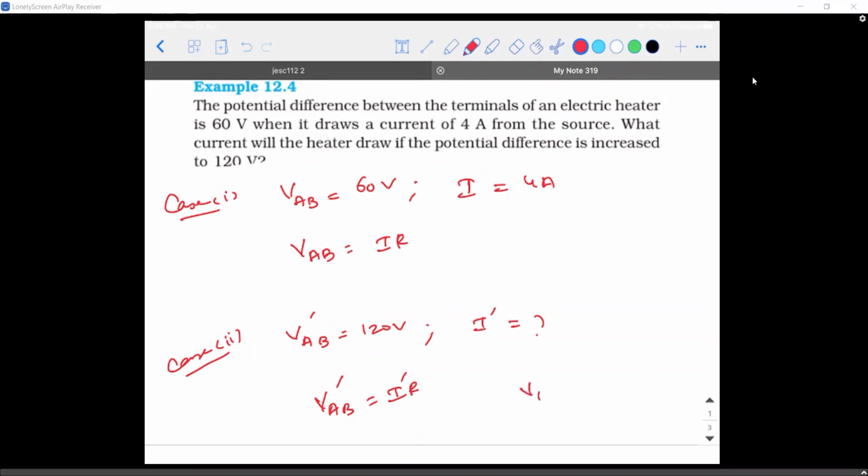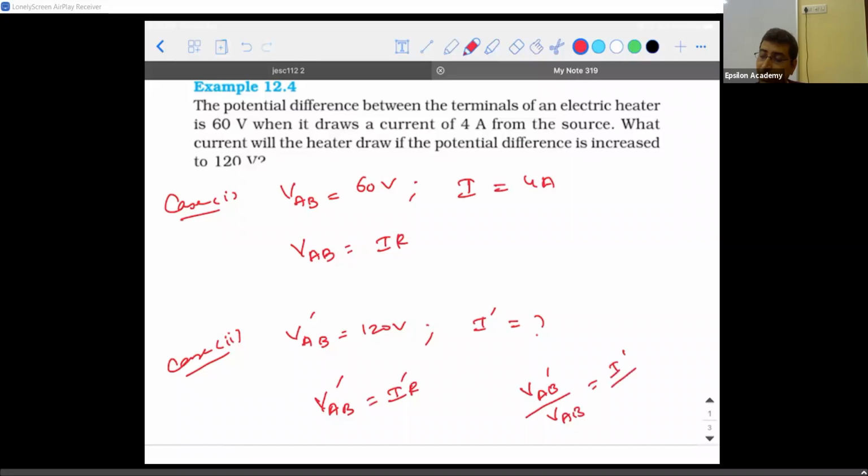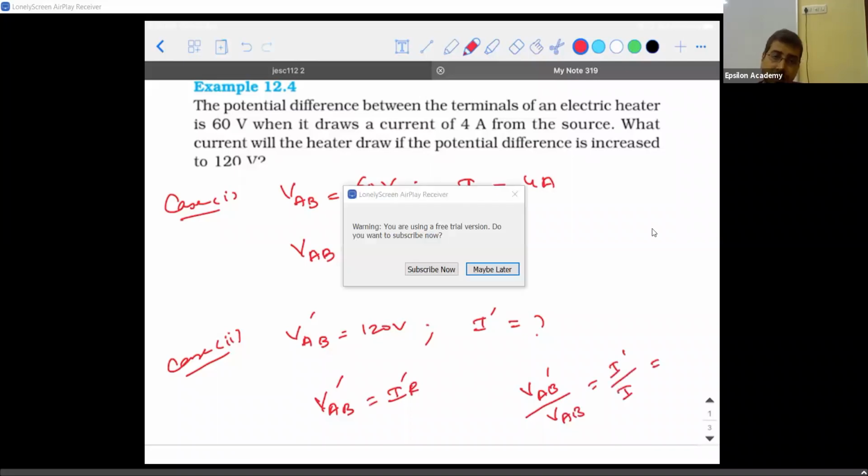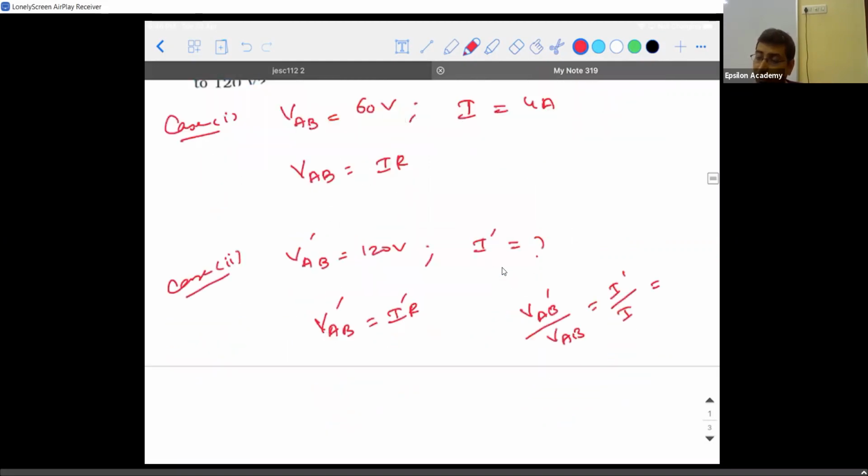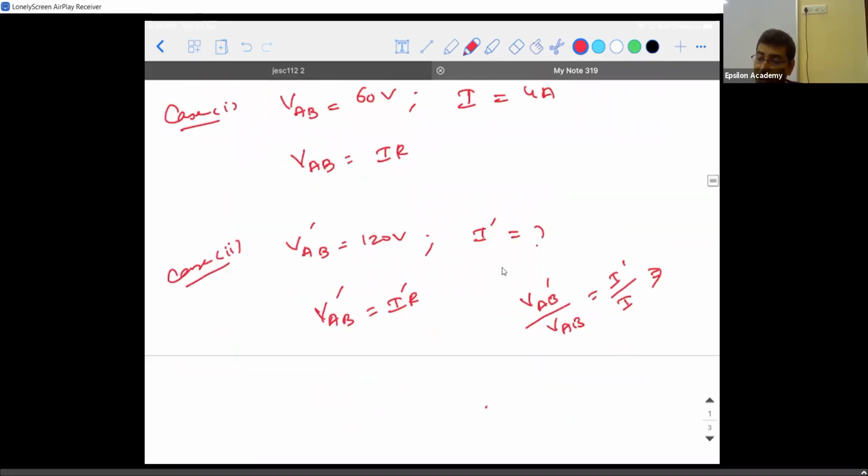So VAB dash divided by VAB is equal to I dash divided by I. Can I write it like this? So I dash is what you need to find. VAB dash is 120, divided by VAB is 60, is equal to I dash, which we need to find, divided by I, which is 4 ampere. This will go 2 times, so I dash should be equal to 8 ampere.